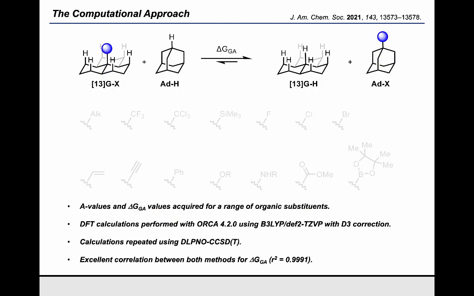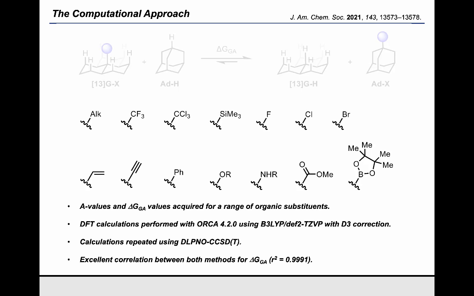To explain how we did this, it was purely computational, as this is a purely computational tool to appreciate the size of a substituent. We modeled a range of adamantyl substituted molecules and graphene substituted molecules. These were optimized in Orca using a DFT method with dispersion correction. We also repeated our calculations for optimization and energies with a non-DFT method, and were reassured to see that both methods agreed with one another. Some of the substituents that we looked at included this set here. This isn't the full set, but it captures most of what we're looking at.